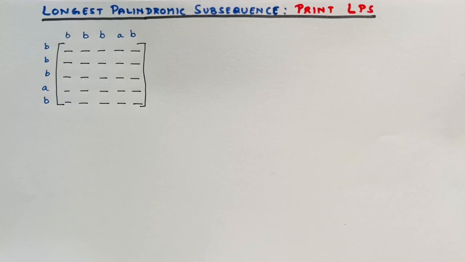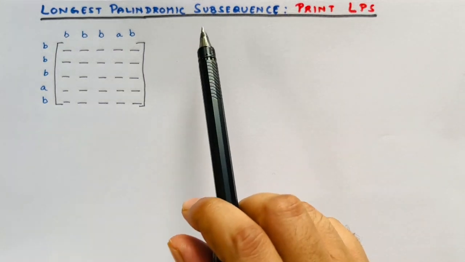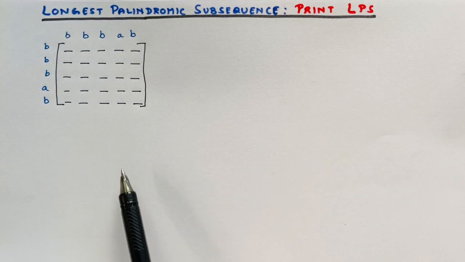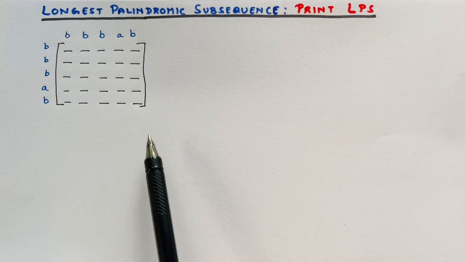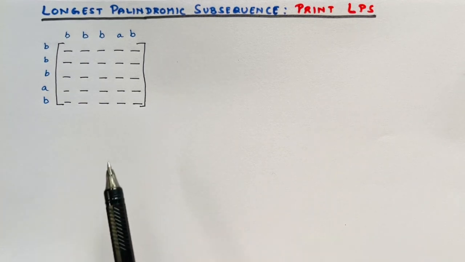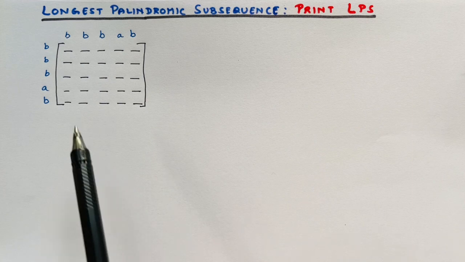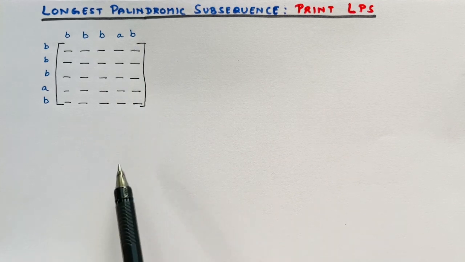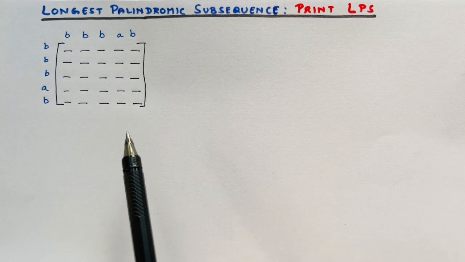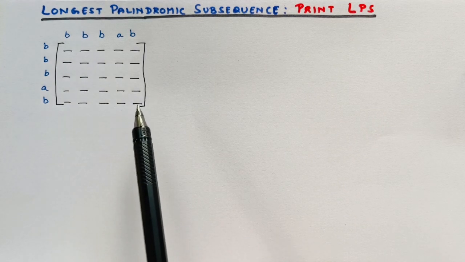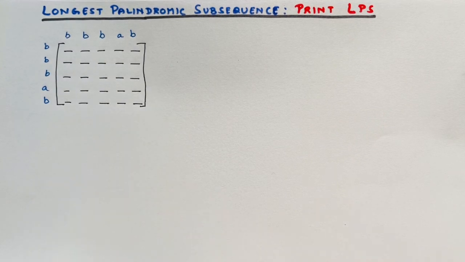So far, we have focused on finding the length of the longest palindromic subsequence. But there could also be an extension to the problem. The extension could be that we are asked to print the actual longest palindromic subsequence and not just its length. Since we have filled this matrix and declared it as the length of the longest palindromic subsequence, we should be able to trace what the longest palindromic subsequence actually is using this matrix.